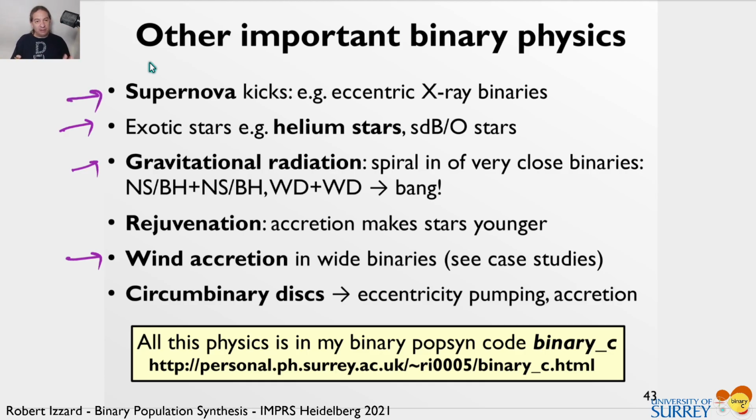Supernova kicks, we talked a little bit about those. Eccentric X-ray binaries are interesting in their own right. Rejuvenation, when you accrete material in binaries, it makes the star look younger. That's certainly something that's been observed in many massive star binaries particularly. We didn't talk about disks around these systems. I've been doing a lot of work lately on circumbinary disks. I'll give you a talk on that sometime. But it's all in the code that we've put out and it is publicly available. Please do go have a look. Look on the Slack channel, there's stuff there.